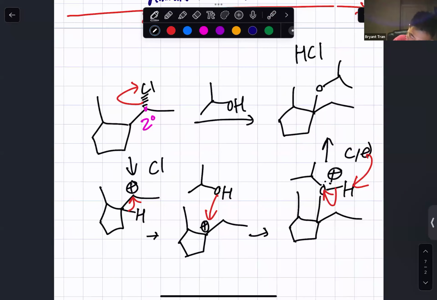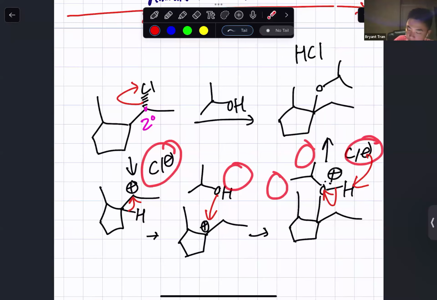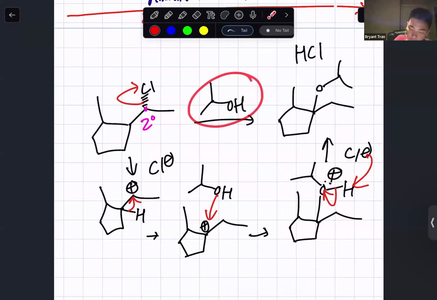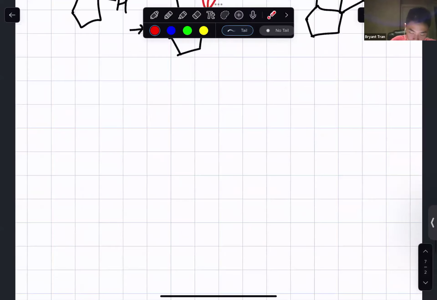The Cl minus is floating around, and we could use that Cl minus to do the last step here, right? Or we could use another equivalent of the alcohol to do the same. Okay. So now let's talk about this right here.